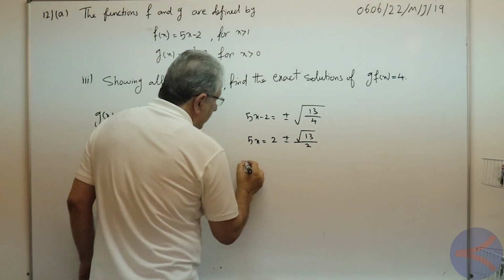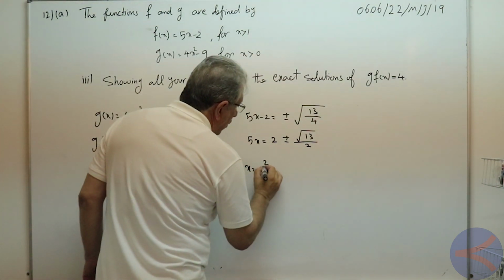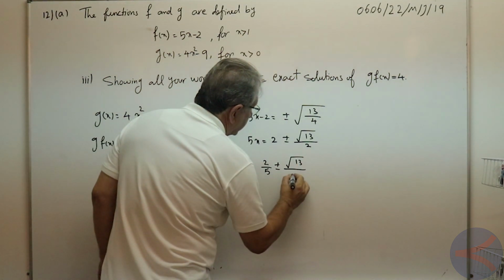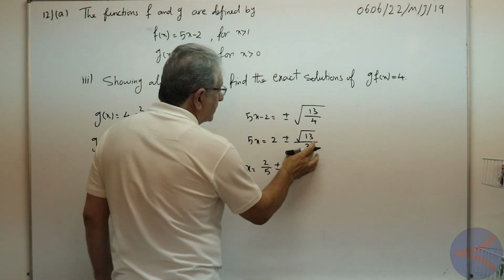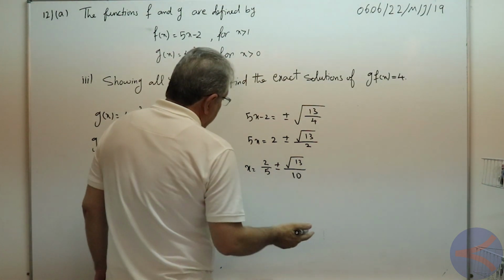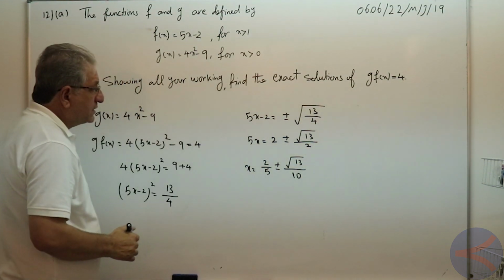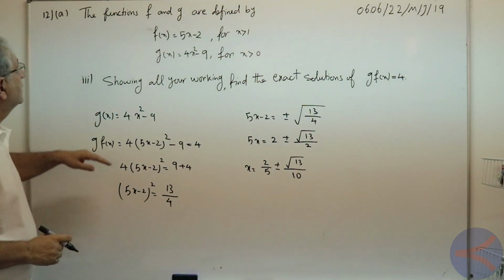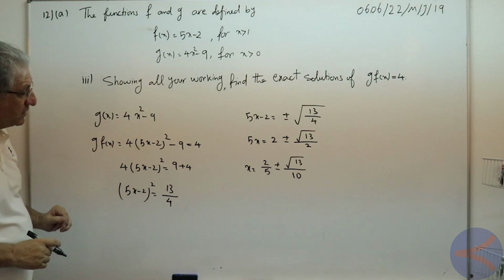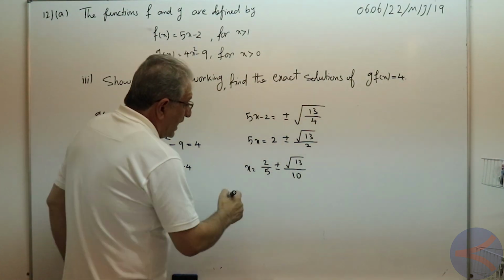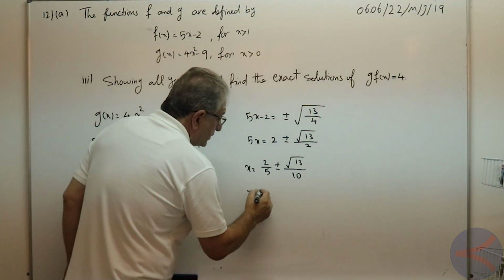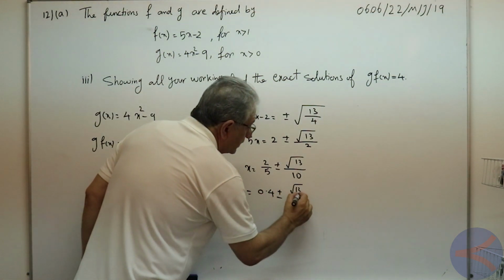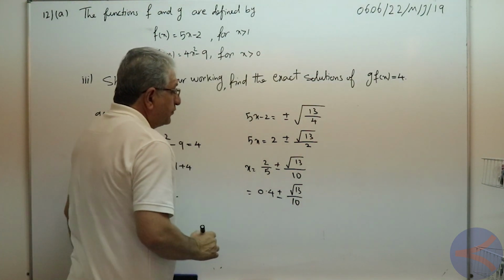Then if I divide by 5, I'm going to get x equals 2 over 5 plus or minus the square root of 13 divided by 10. Divided by 5, therefore this will be 10. Anyhow, you can see that you have got two answers for this equation. But 2 over 5 is actually 0.4. Therefore, this is 0.4 plus or minus the square root of 13 divided by 10.